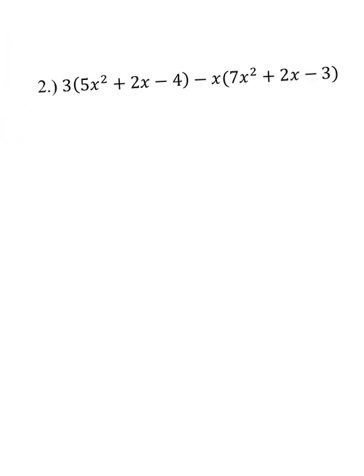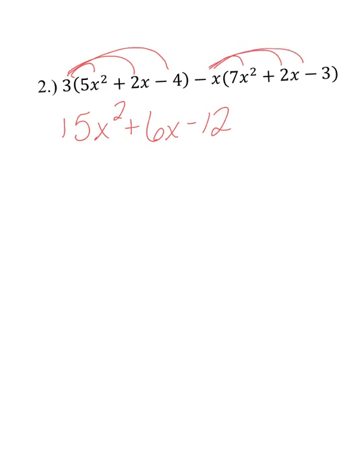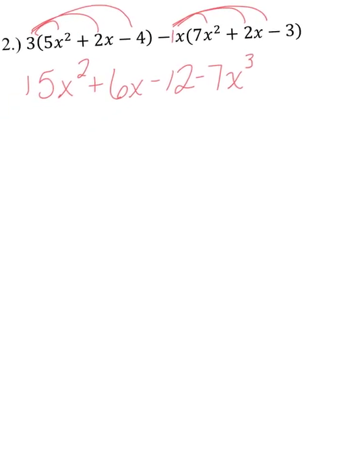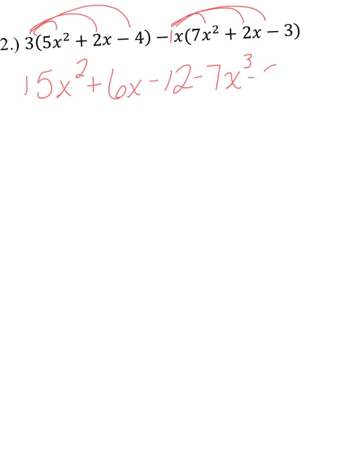Looking at number 2, so I'll start with distributing the 3. And so I get 15x squared and 6x. Then I distribute it to the negative 4, which gives me 12. Now in the second half, I'm distributing a negative x. So that gives me negative 7x cubed. So if you wanted to, you could put in a 1 here, just remembering that you're multiplying by negative 1, so it's going to flip some signs. And then I'll get negative 2x squared and positive 3x.